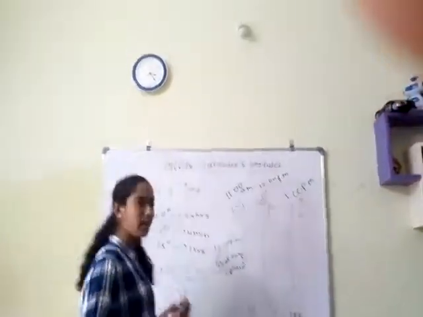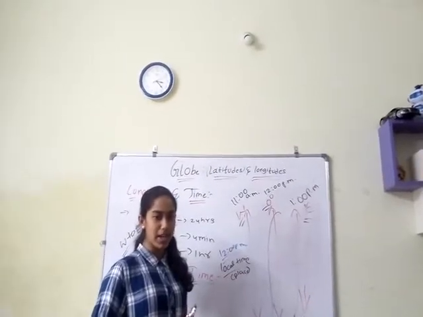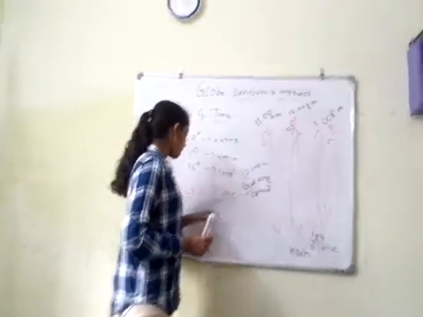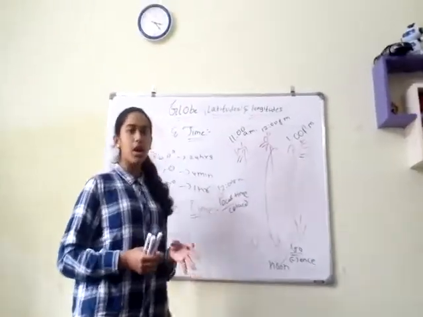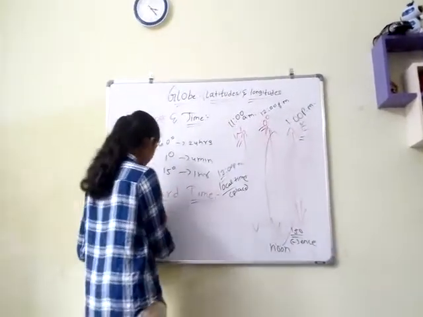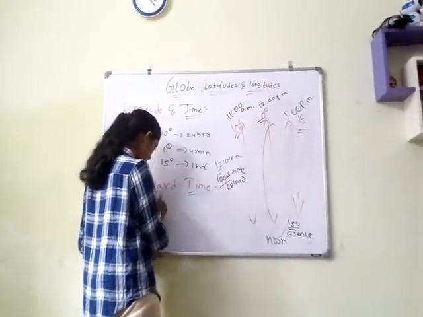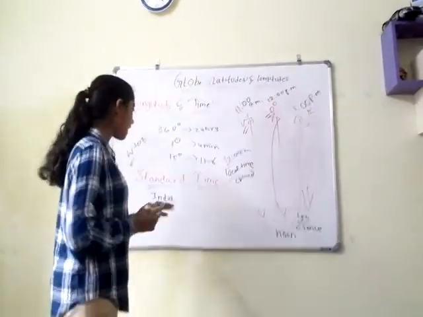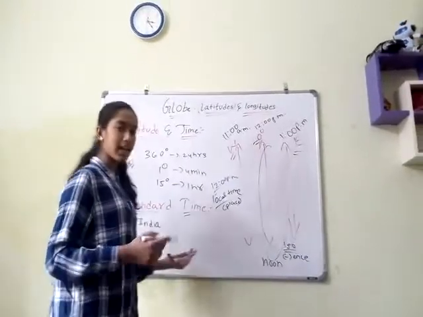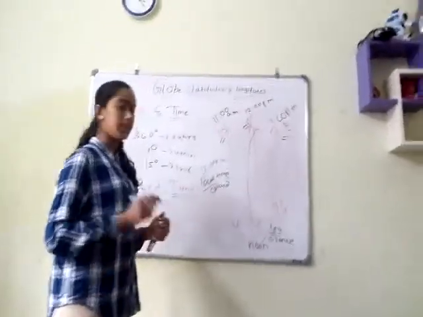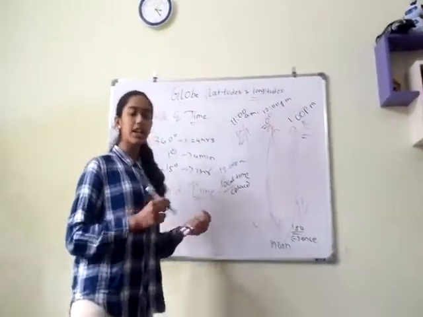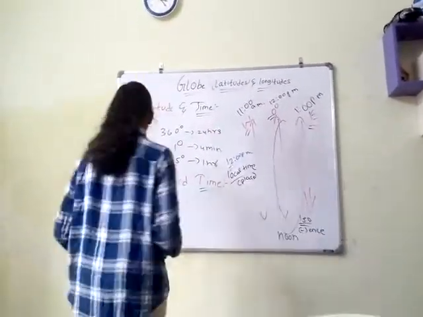So why do we have standard time? The main reason is, for example, in India, let's take an example. In India, we have Dwaraka in Gujarat and Dibrugarh in Assam. Between these two places, there is a 1 hour 45 minutes difference.